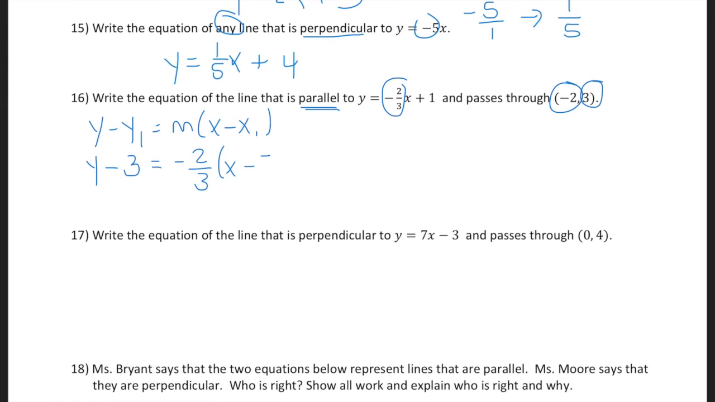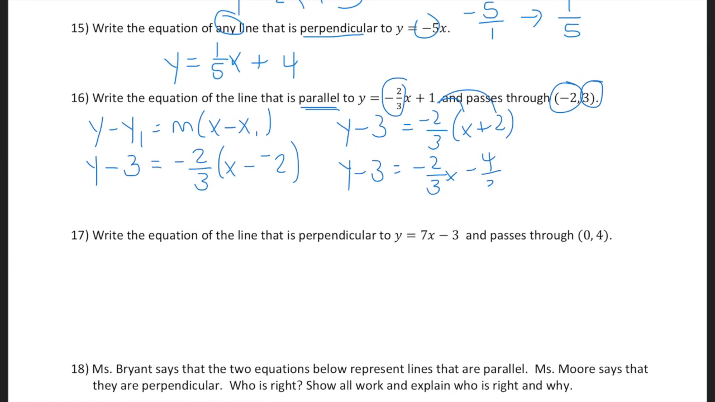And x1 is -2. Be careful of the double negatives. Let me rewrite it as positive. Distributive property. -2/3 x minus 4/3. Add 3 on both sides. Let's see, 3 would be 9/3. So -4 plus 9/3 would be 5/3. There's our equation.